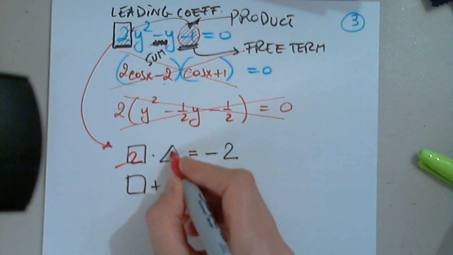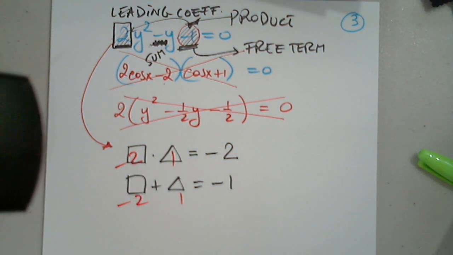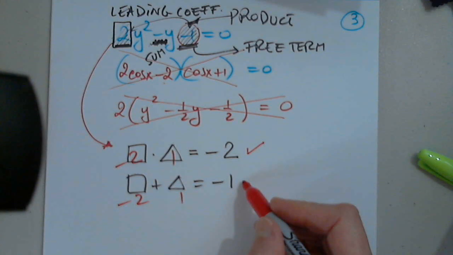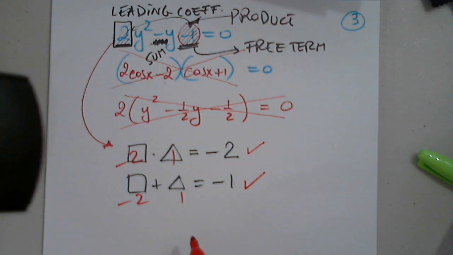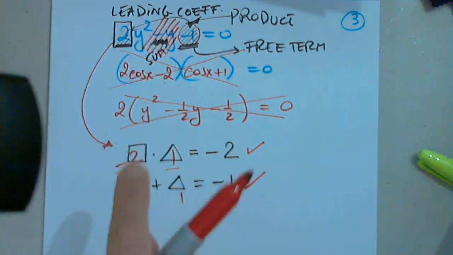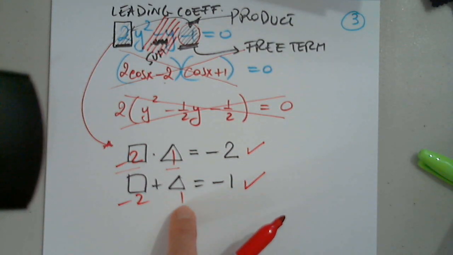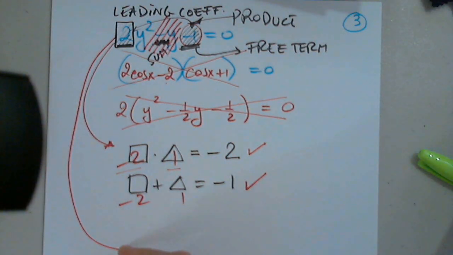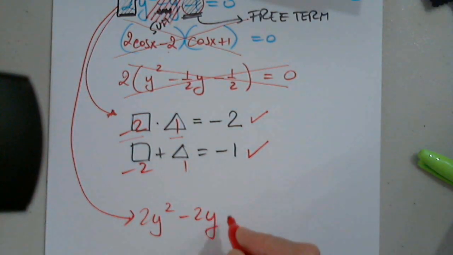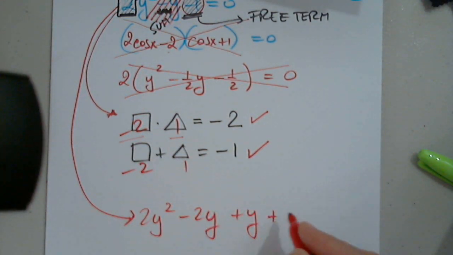-2 times 1. Now let's check. Is the product -2? Is the sum -1? Yes. Perfect. At this point, we know that these are the numbers we need to use. I am going to replace this by -2y plus y. So 2y squared, -2y plus y, and -1.